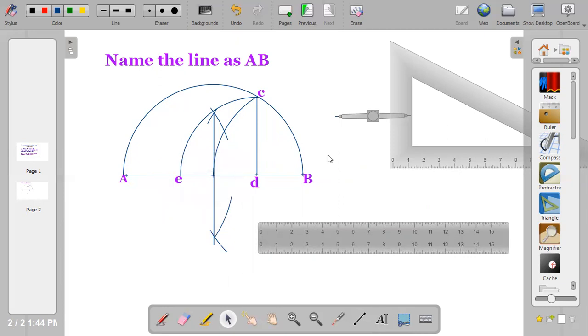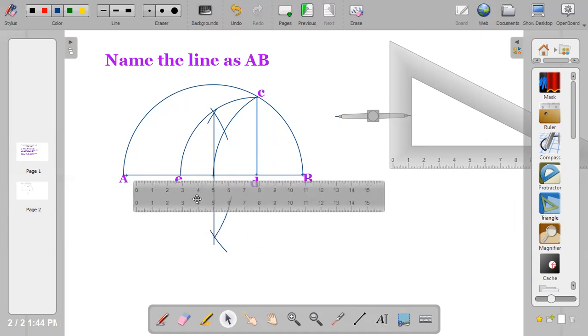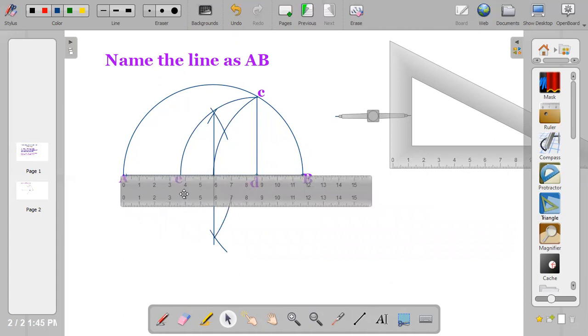Okay, guys, the distance between A and E is the required diameter. So how do we confirm this? Let's take the measurements. This is 3.6, around 3.65.